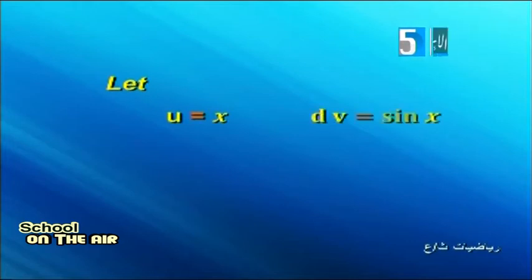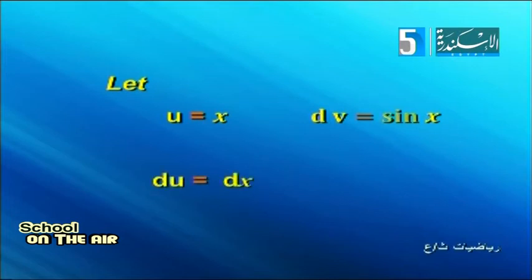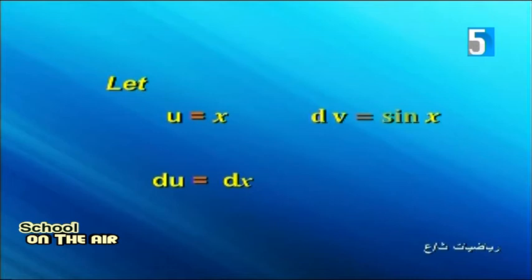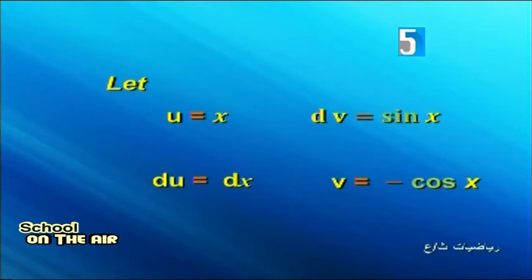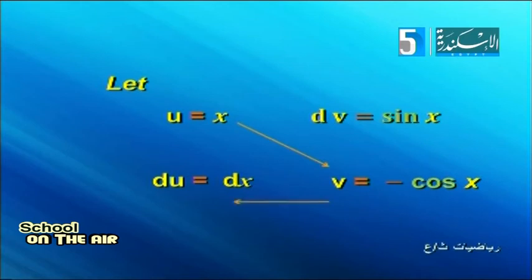Let u equal x and dv equal sine x dx. The differential of u is du and the differential of x is dx. The integration of dv equals v, and the integration of sine x equals negative cosine x. Now u multiply v minus integration v du.